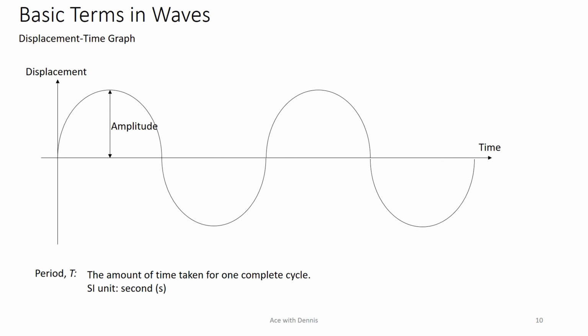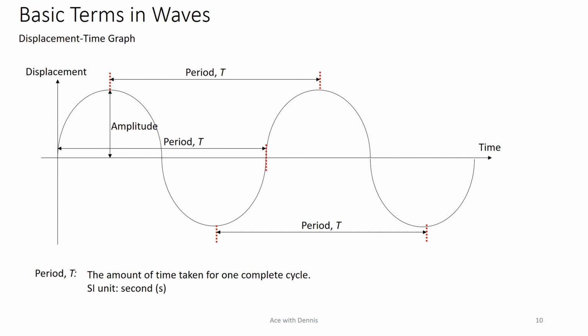The SI unit is second, s. So from the graph, the peak point to another peak point is the period T. We also can measure from the point at this trough to the point at this trough as the period T. Or we can measure from the origin to this point as the period T as well.